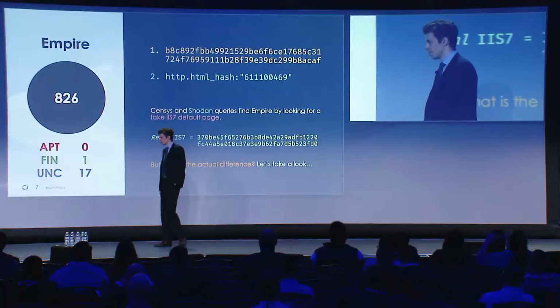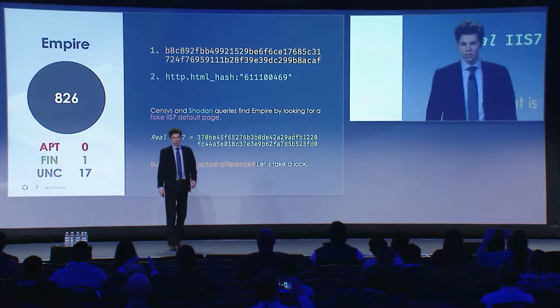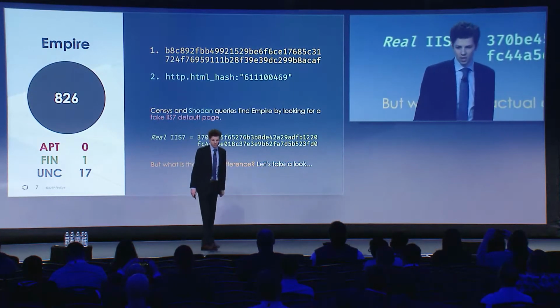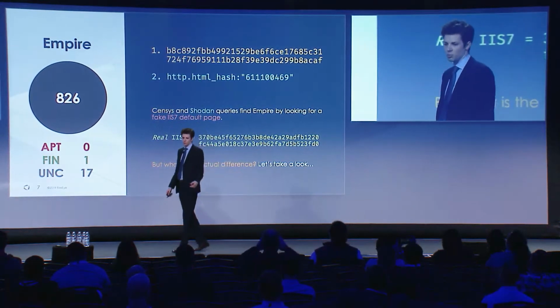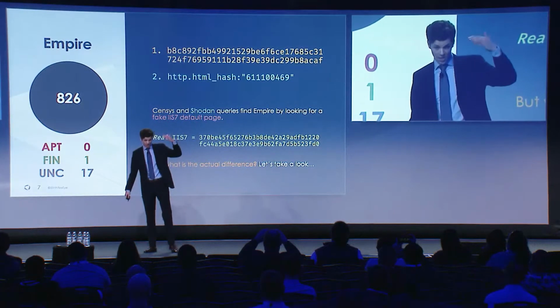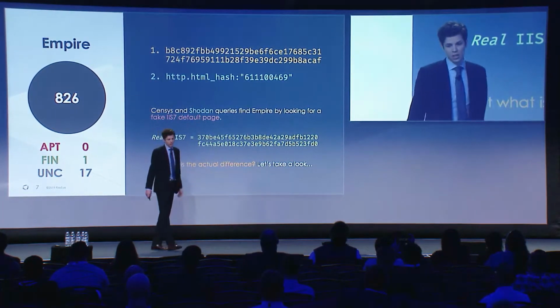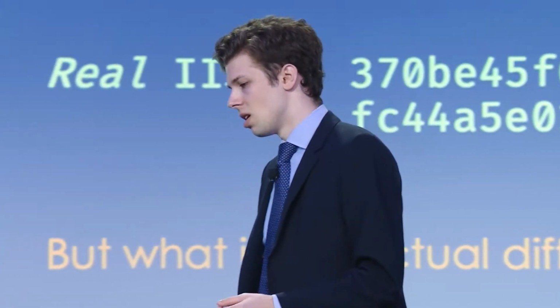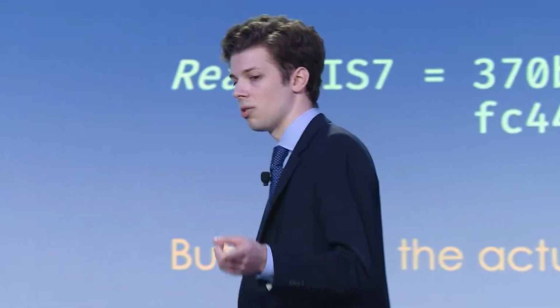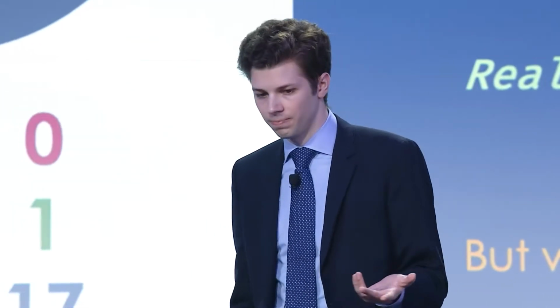How about Empire? Here's another open source red team tool used by red teams and everyone else. Here we have a Censys query and then a matching Shodan query below it that find Empire by looking for a fake IIS-7 default page. Now you might be wondering, okay, they want to look like IIS-7, why didn't they just use the real IIS-7 page? Because you can see right there in green, the hash is different.